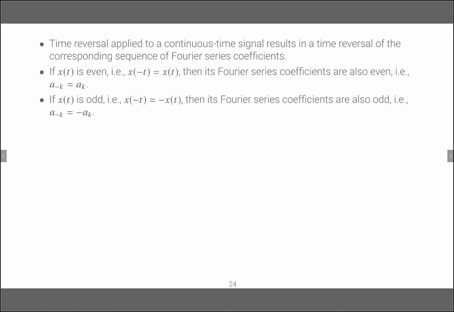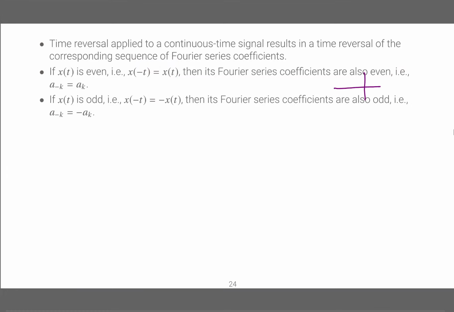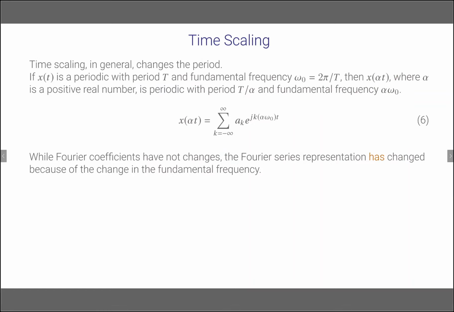Okay, if x(t) is odd, for example, the sine signal is an odd signal. If you reflect it, you get the negative of the signal: x(-t) = -x(t). Then its Fourier series coefficients are also odd, because if a_k are the Fourier series coefficients of x(t), then x(-t)'s Fourier series coefficients are a_{-k}, as we saw before, and these are equal, and here there's a minus sign.